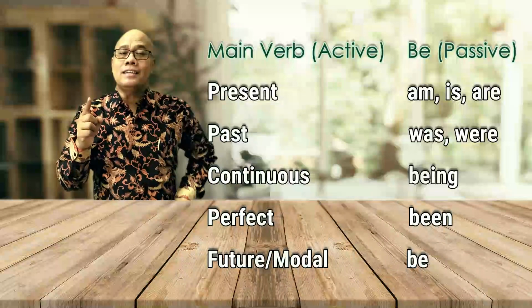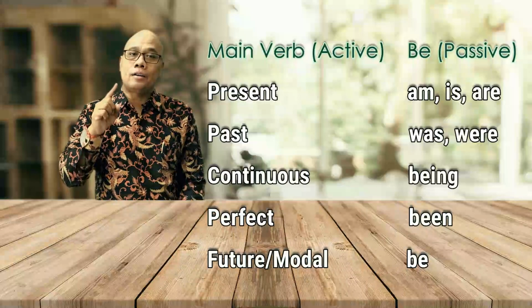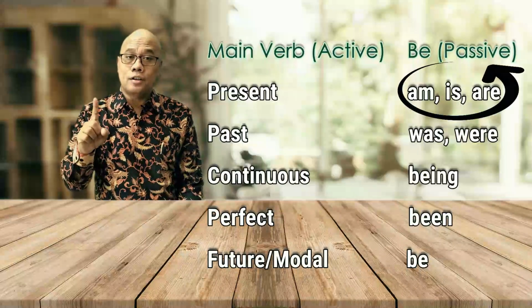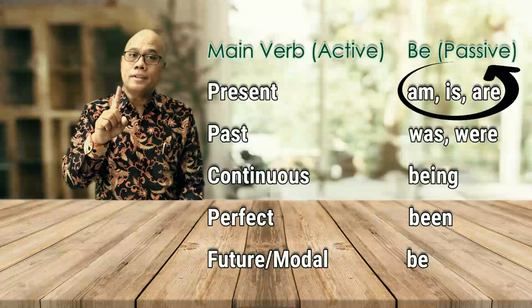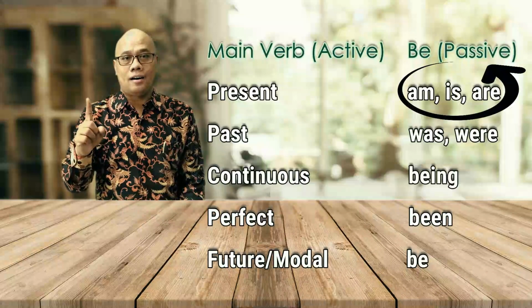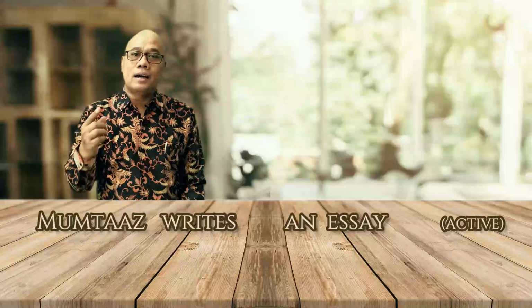If there is future or modal auxiliary in the sentence, so we will use passive be. But in this session, we will only focus on present passive voice. So we will use passive be, am, is, or are. Let's check the example. Mumtaz writes an essay.